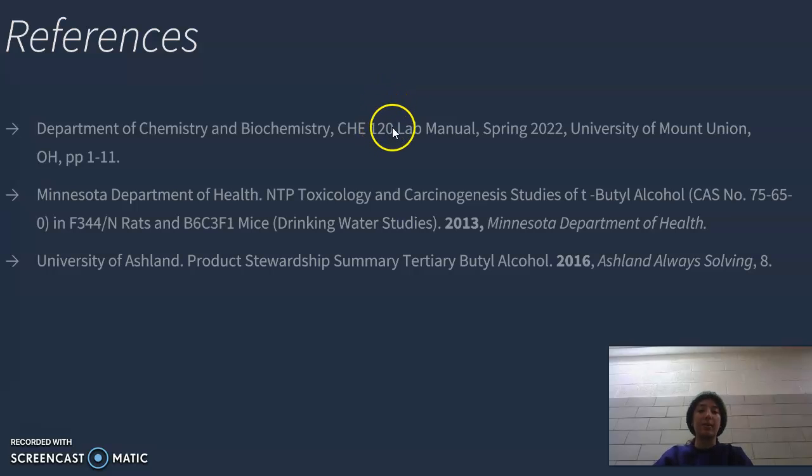As previously stated, there were a lot of given tables from the Department of Chemistry in our lab manual. And then the information about the lab rats and t-butanol was from the Minnesota Department of Health. And the information about the environment was from the University of Ashland.